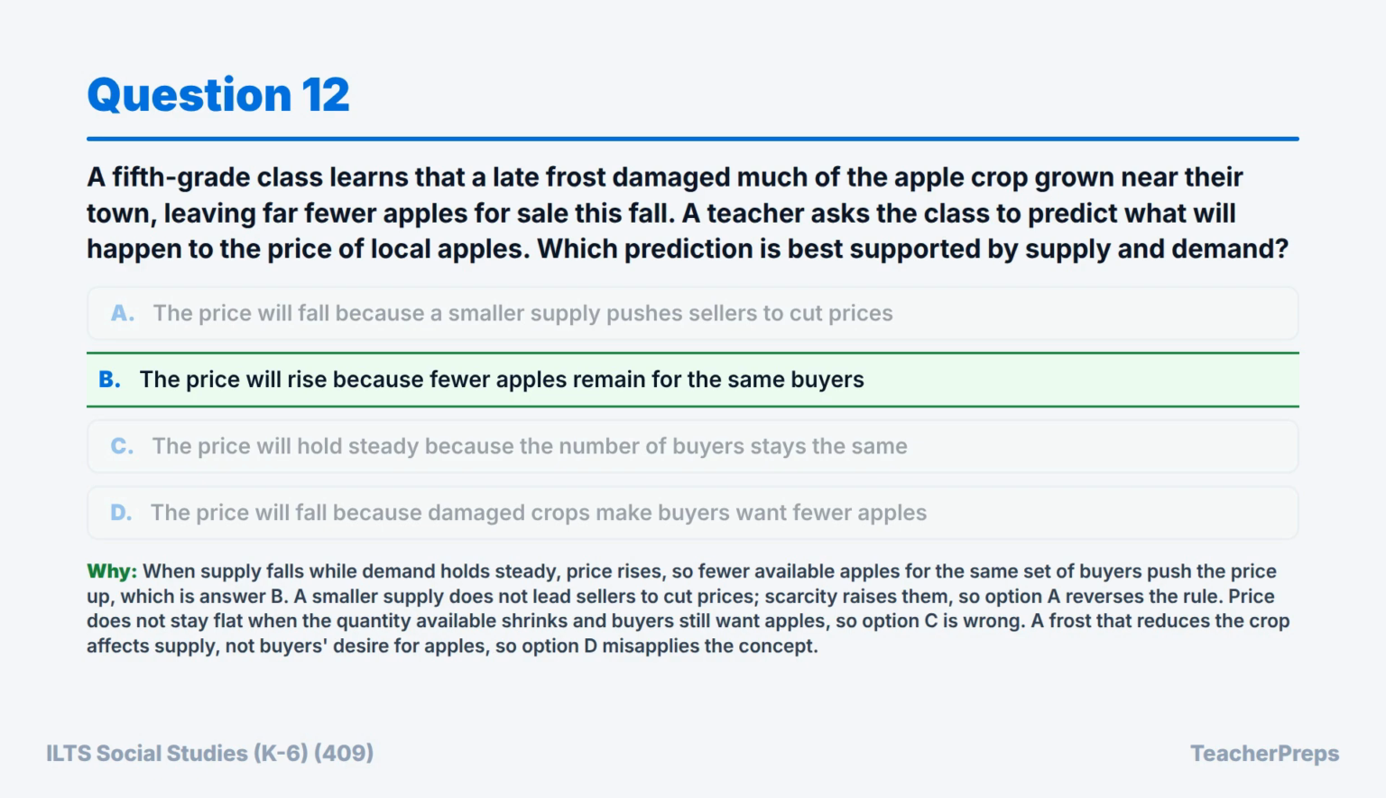A smaller supply does not lead sellers to cut prices. Scarcity raises them. So option A reverses the rule. Price does not stay flat when the quantity available shrinks and buyers still want apples, so option C is wrong. A frost that reduces the crop affects supply, not buyers' desire for apples, so option D misapplies the concept.